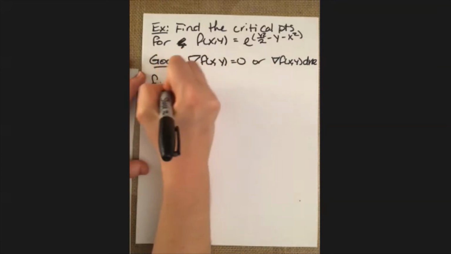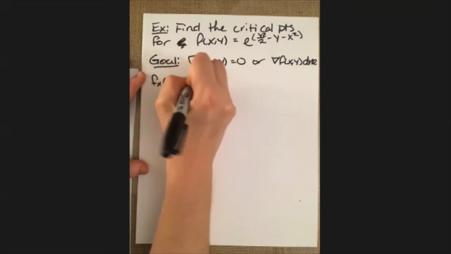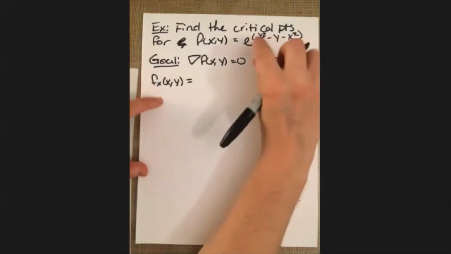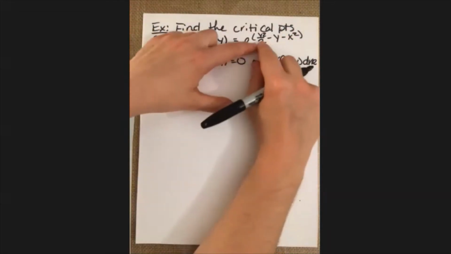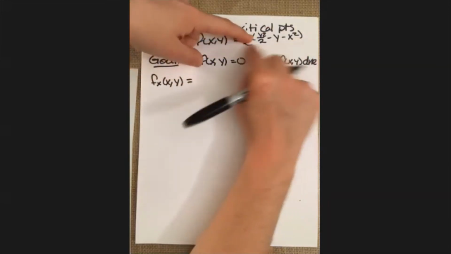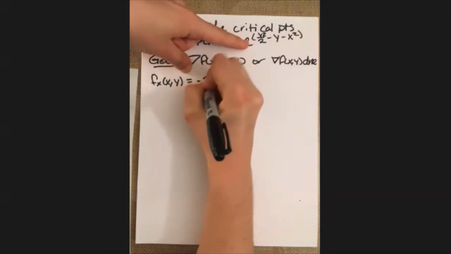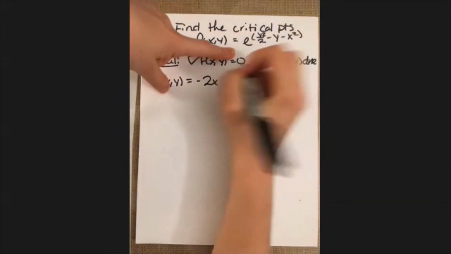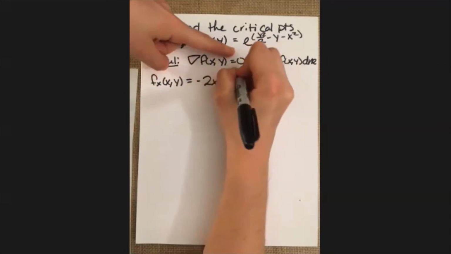So our partial derivative with respect to x in this case is going to be, I'll take the partial derivative of what's up here with respect to x, because we're going to have to use the chain rule. So it's going to give me negative 2x, and then the whole exponent part stays as is.